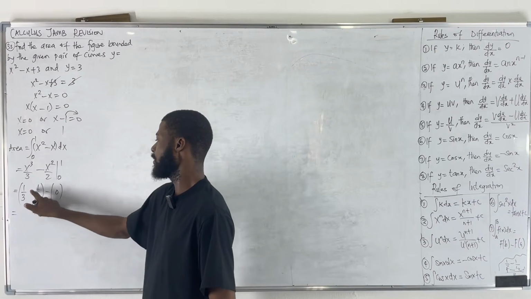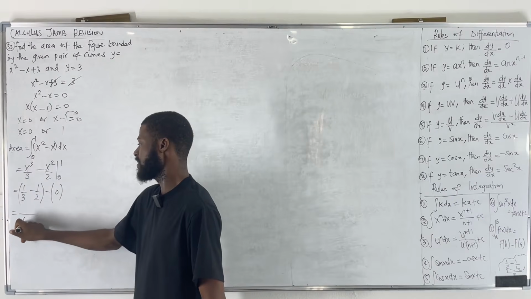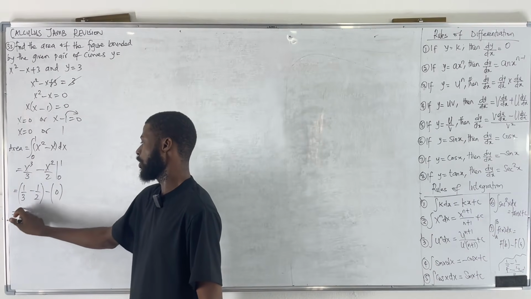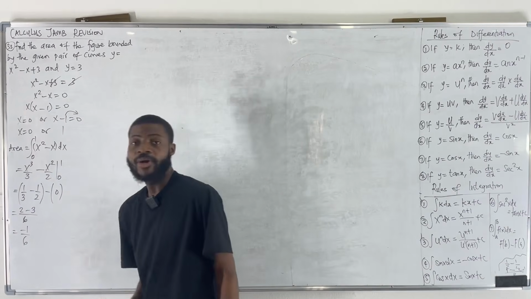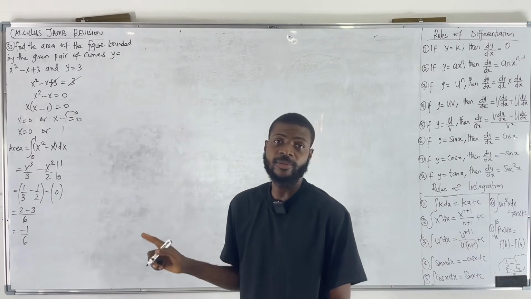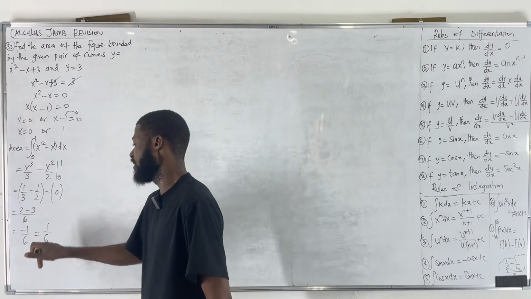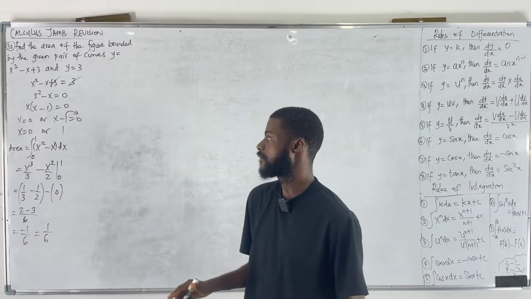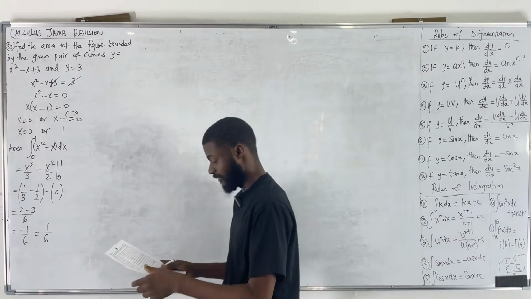So what's 1 over 3 minus 1 over 2? When you take your LCM, it is 6. So this will become 2 minus 3. So this is minus 1 over 6. But remember, we must take the absolute value because area is always positive. So the area here is actually 1 over 6, not negative. So just take note of that. It's not negative. It's going to be that very value.